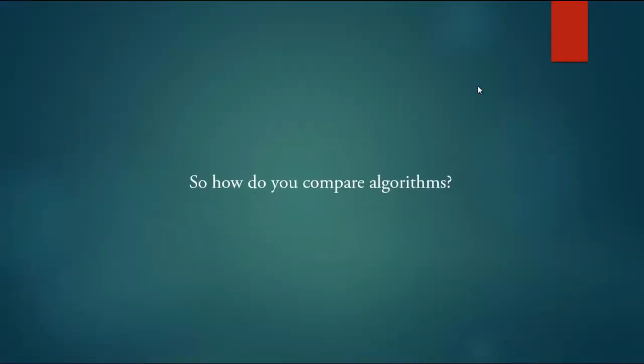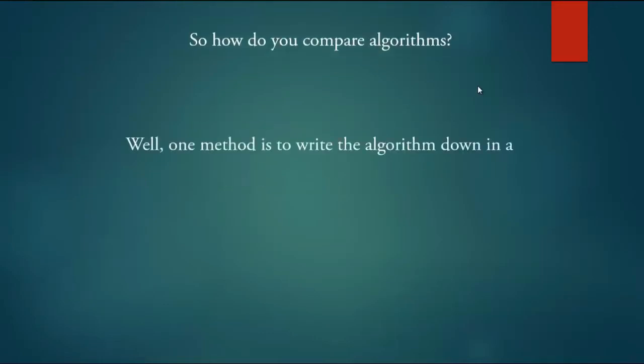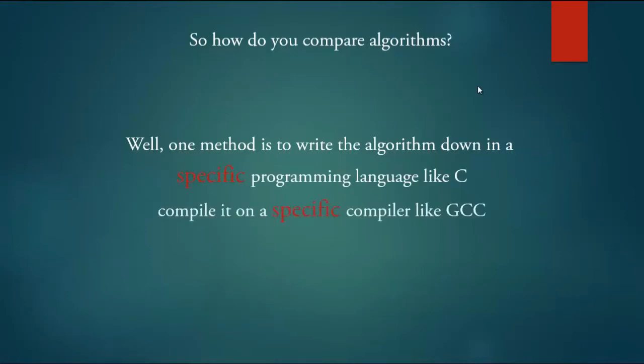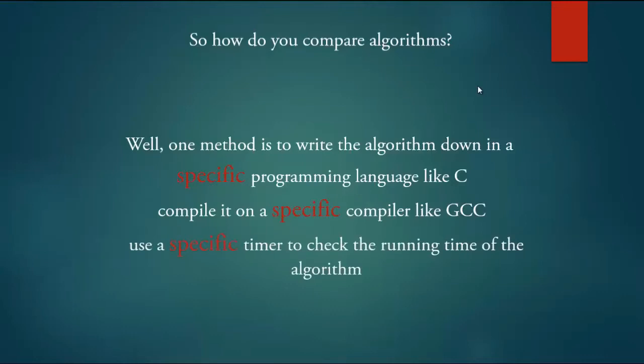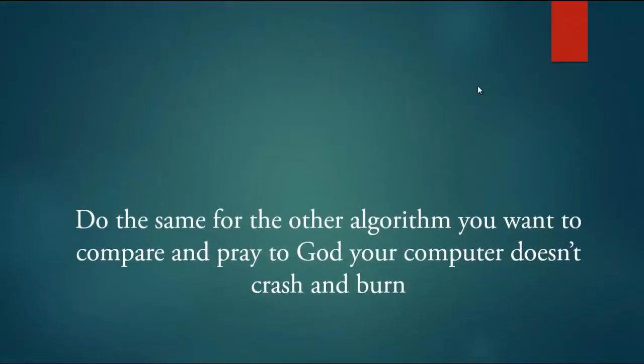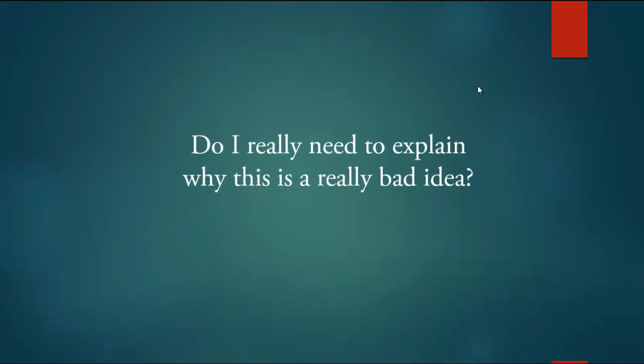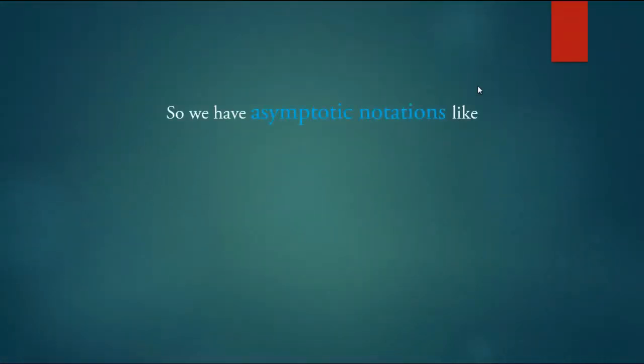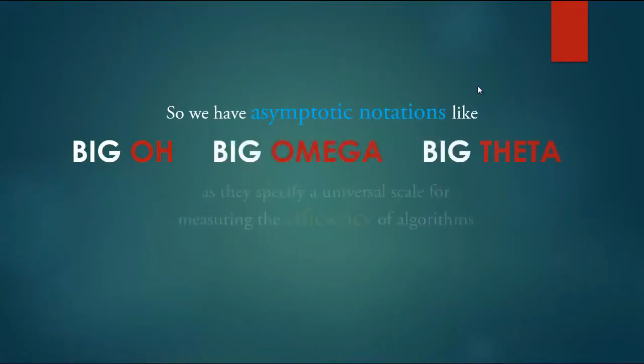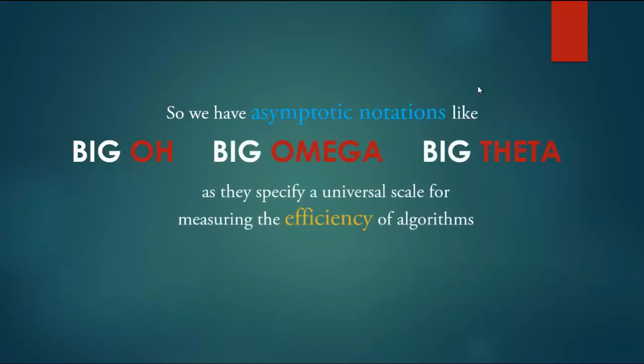So how do you compare algorithms? Well, one method is to write the algorithm down in a specific programming language like C, then compile it on a specific compiler like GCC, and then use a specific timer to check the running time of the algorithm. Do the same for all the other algorithms you want to compare, and pray to God your computer doesn't crash and burn. Do I really need to explain why this is a pretty bad idea? So we have asymptotic notations like big O, big omega, and big theta, as they specify a universal scale for measuring algorithms. And that, my dear friends, is amazing.